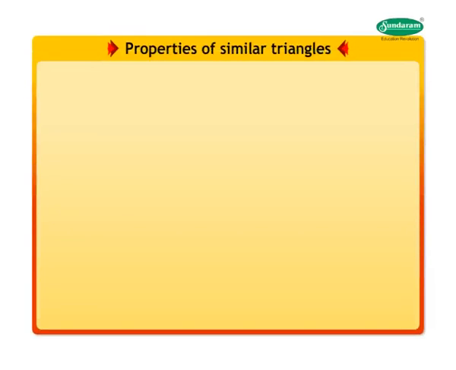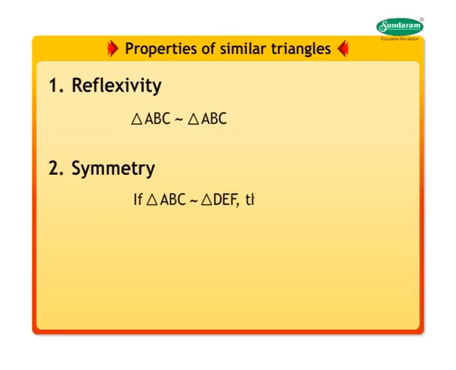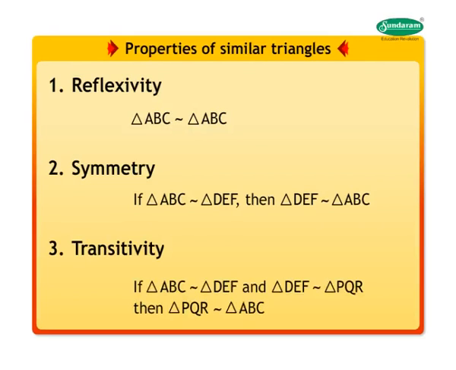Properties of similar triangles. Number 1. Reflexivity. When a triangle is similar to itself, it is called reflexivity. Example, triangle ABC is similar to triangle ABC. Number 2. Symmetry. If triangle ABC is similar to triangle DEF, then triangle DEF is also similar to triangle ABC. Number 3. Transitivity. If triangle ABC is similar to triangle DEF and triangle DEF is similar to triangle PQR, then triangle PQR is similar to triangle ABC.